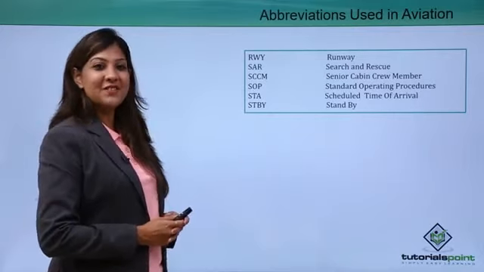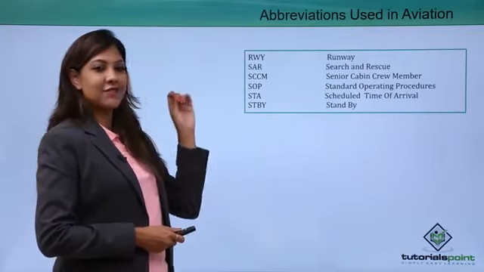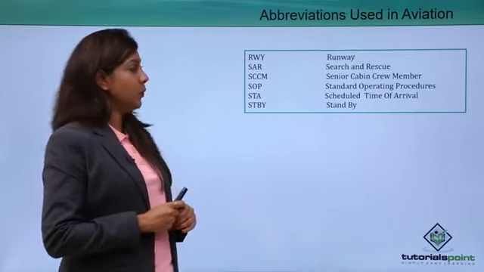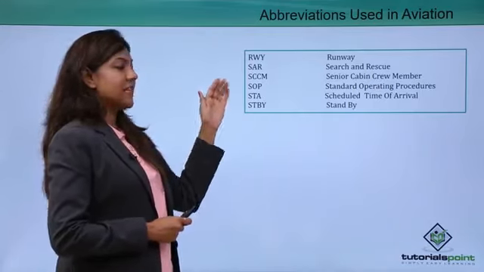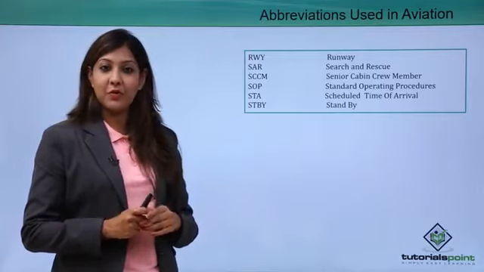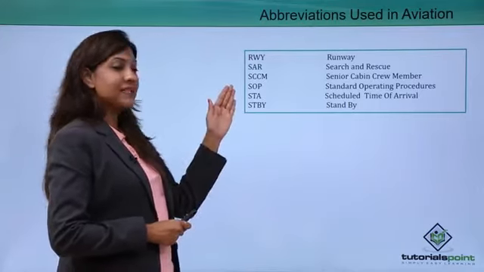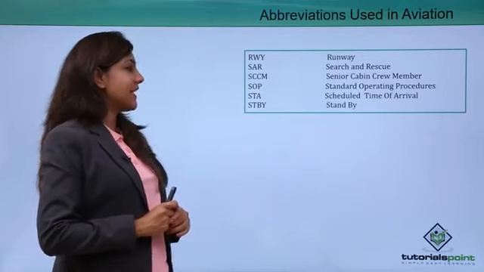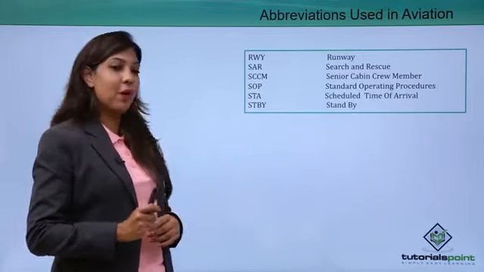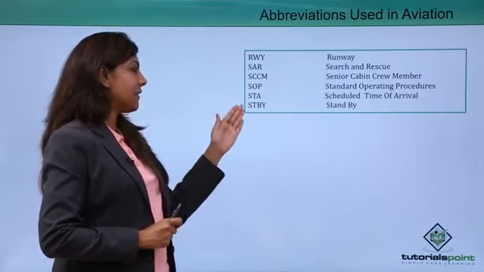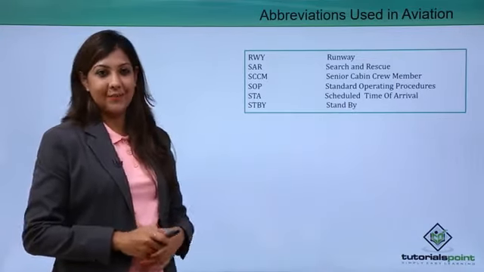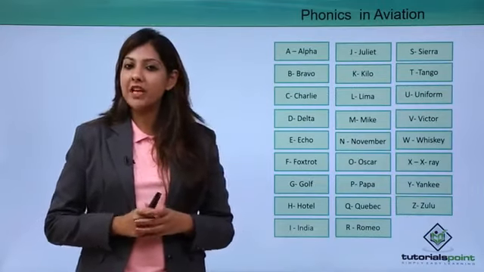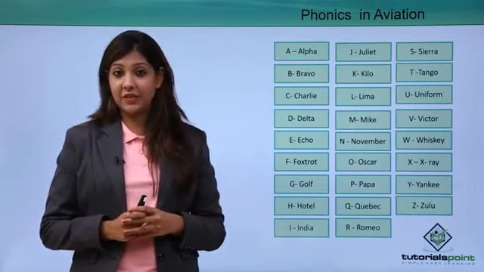Some more terminologies for you. RWY stands for runway. SAR stands for search and rescue. SCCM stands for senior cabin crew member. SOP stands for standard operating procedures. STA stands for scheduled time of arrival, and STBY stands for standby. Well friends, these were certain abbreviations used in the aviation industry.